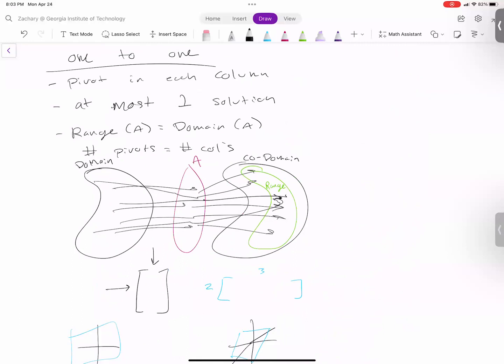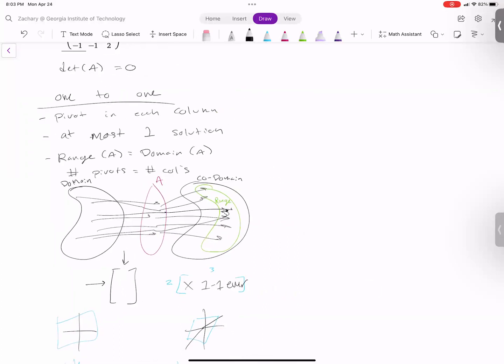So a wide matrix cannot be one-to-one, ever. Wide, not one-to-one, period. It can only be tall or square. If it's wide, we're done. No more thoughts about it. Don't even have to consider it.